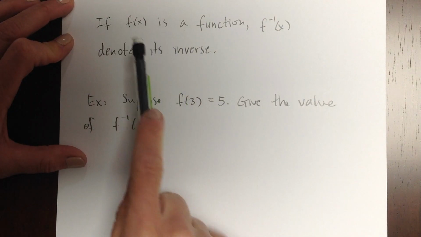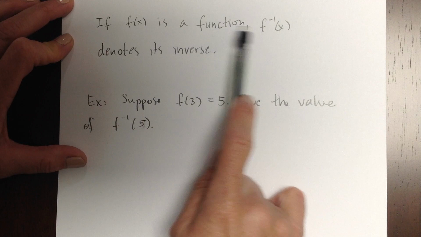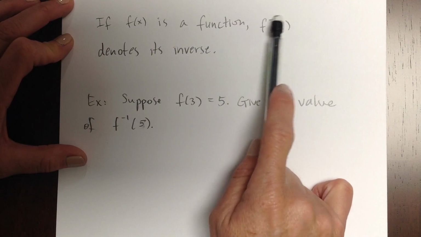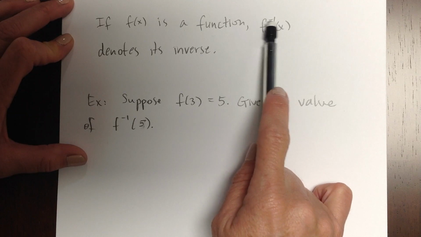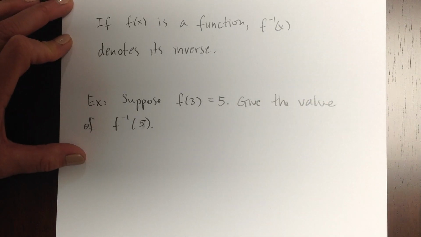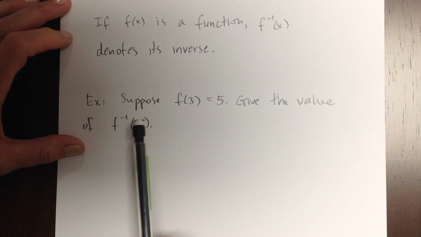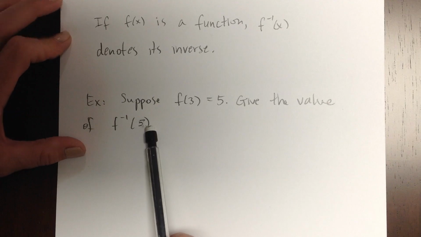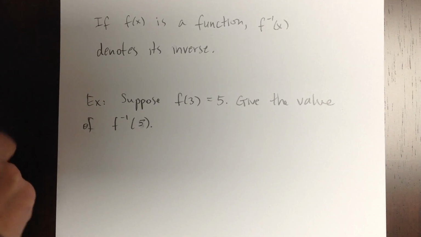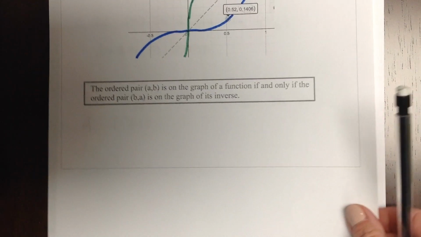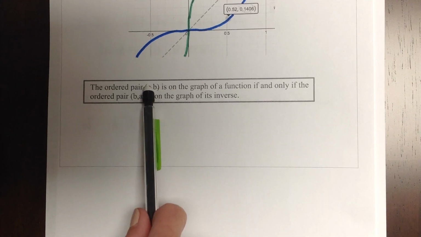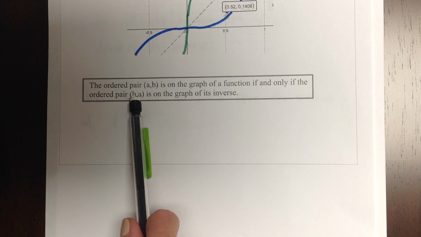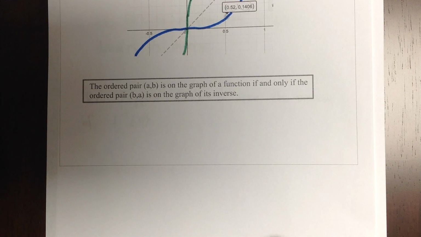Okay, so here's a bit of notation. If f(x) is a function, then we denote its inverse by f with a superscript of -1, f^(-1)(x), and that superscript is not a power. Okay, so here's a specific example. Suppose f(3) is equal to 5. I want to give the value of f^(-1)(5). So we're going to use this idea here: the ordered pair (a, b) is on the graph of the function if and only if the ordered pair (b, a) is on the graph of the inverse.